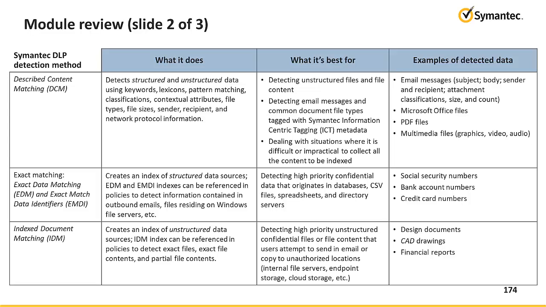Indexed document matching, or IDM, creates an index of unstructured data sources and can be used for detecting unstructured confidential files or file content, whether exact or partial, that users attempt to send as attachments to email or copy to unauthorized locations, such as internal file servers, endpoint storage, or cloud storage.